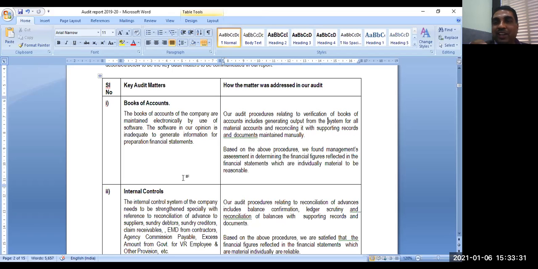The company is using a kind of software. Now you know many softwares are available through which financial statements are prepared. But because of some issues, the auditor is not satisfied with the software. The auditor says, I cannot believe this software, because the software is not generating adequate information for preparation of the financial statements. So is it a significant matter or not?